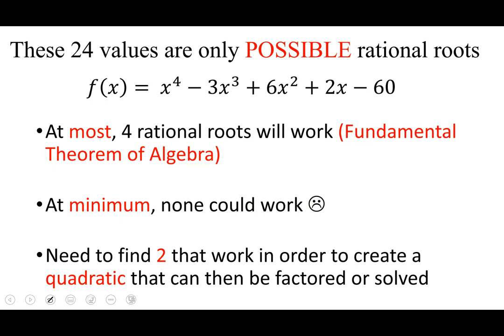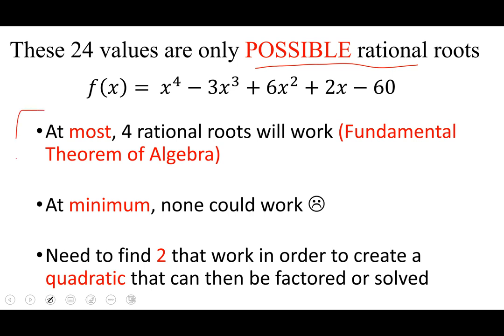So first thing that you want to remember here is that these 24 values are only possible rational roots. Possible means they may or may not work, and rational meaning that there could still be imaginary or irrational answers out there. Unfortunately, the rational root theorem doesn't tell us anything about those. Here are some other things that we do know, though.